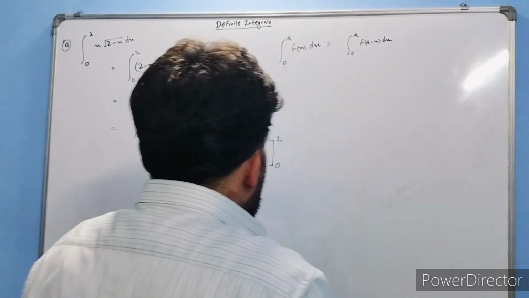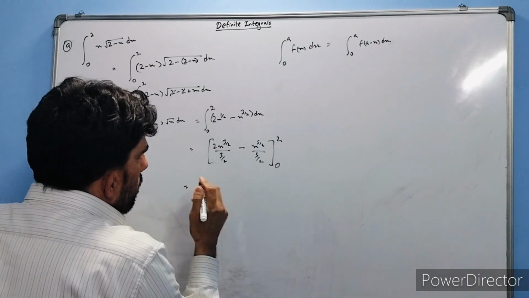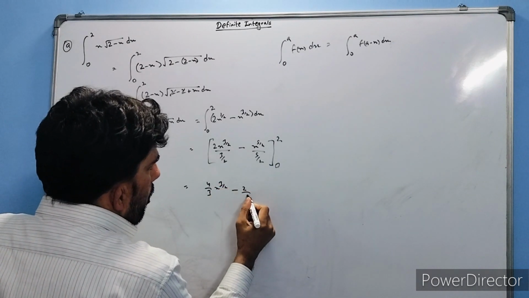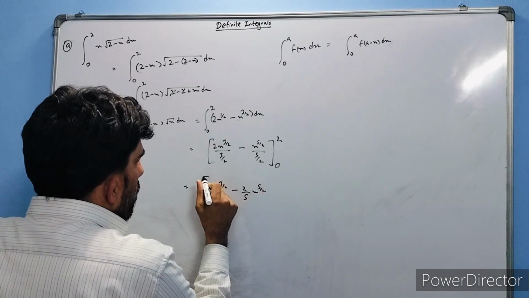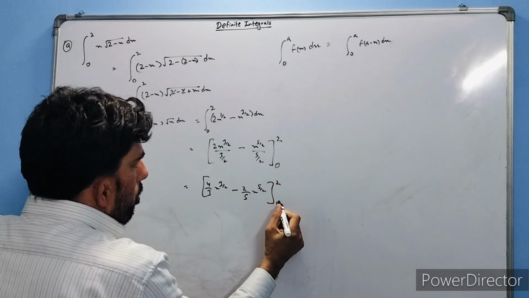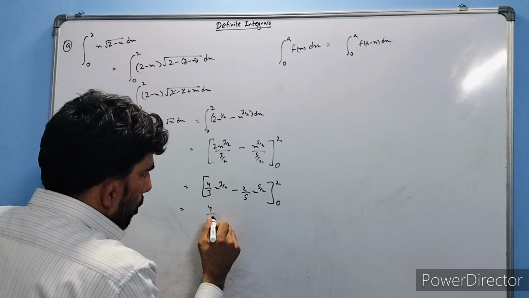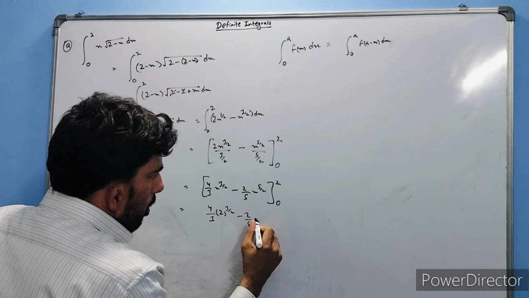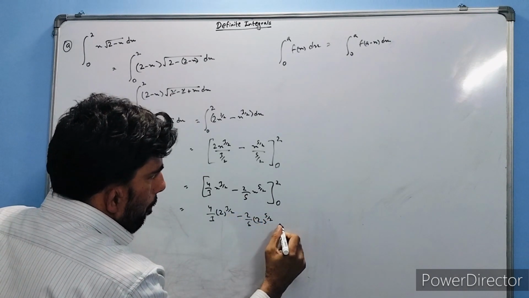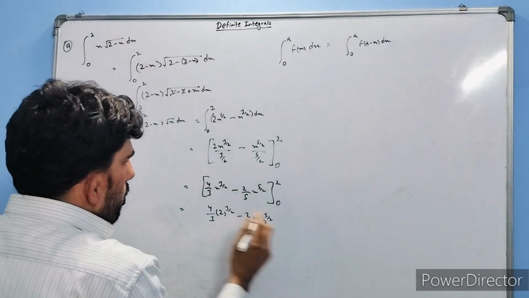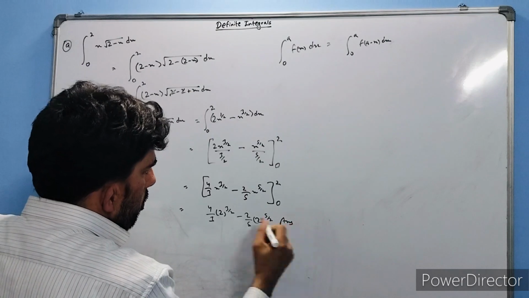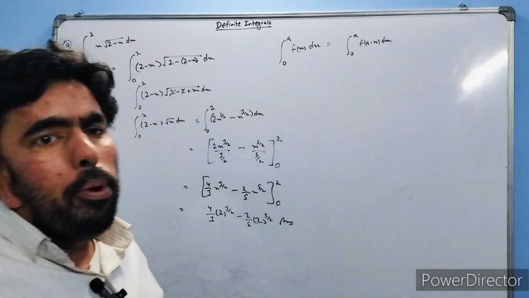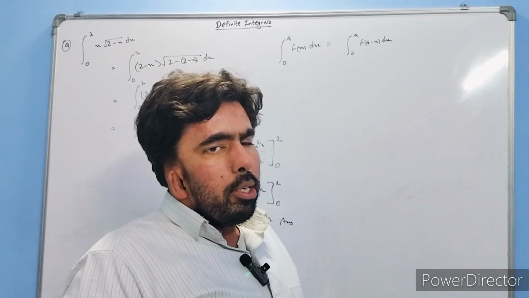Now the next thing we'll have, that is 4 upon 3 x to the power 3 by 2 minus 2 upon 5 x to the power 5 by 2, from 0 to 2. Now if I put the value, I got 4 upon 3, 2 raised to the power 3 by 2, minus 2 upon 5, 2 raised to the power 5 by 2, minus 0. So this is my answer. Okay, so that is how we can evaluate definite integrals using different properties.